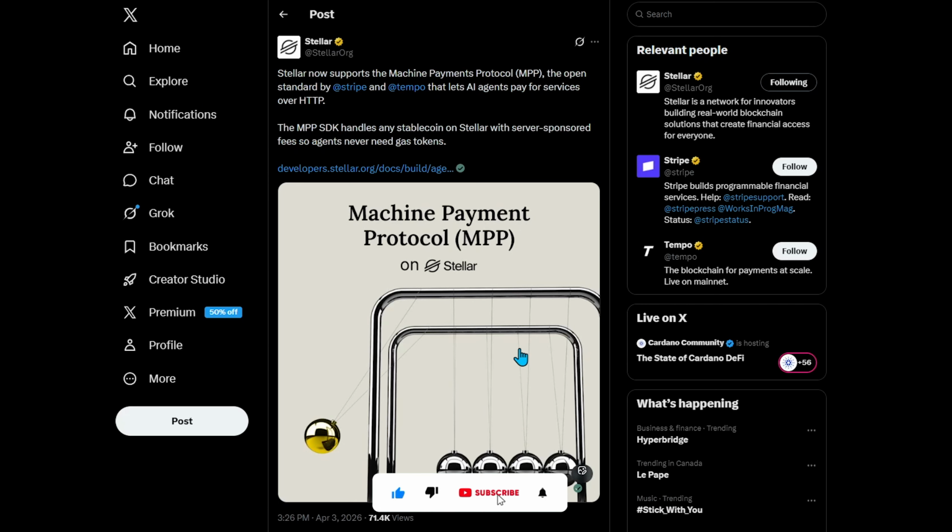So now Stellar supports the Machine Payment Protocol, the open standard by Stripe and Tempo that lets AI agents pay for services over HTTP. This whole MPP SDK handles any stablecoin on Stellar with sponsored fees, so agents never need a gas token. This is really good, guys. You can also check it out.